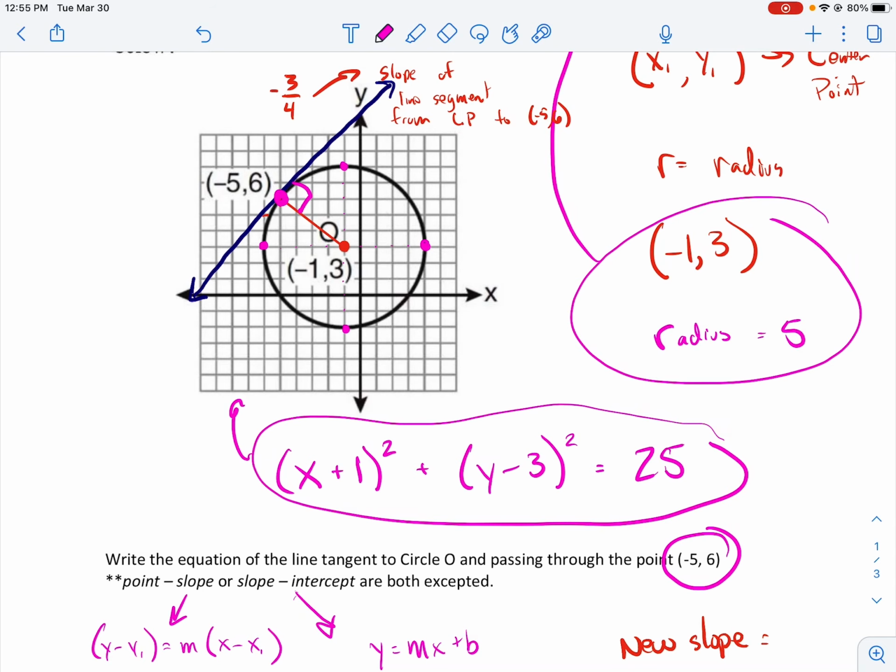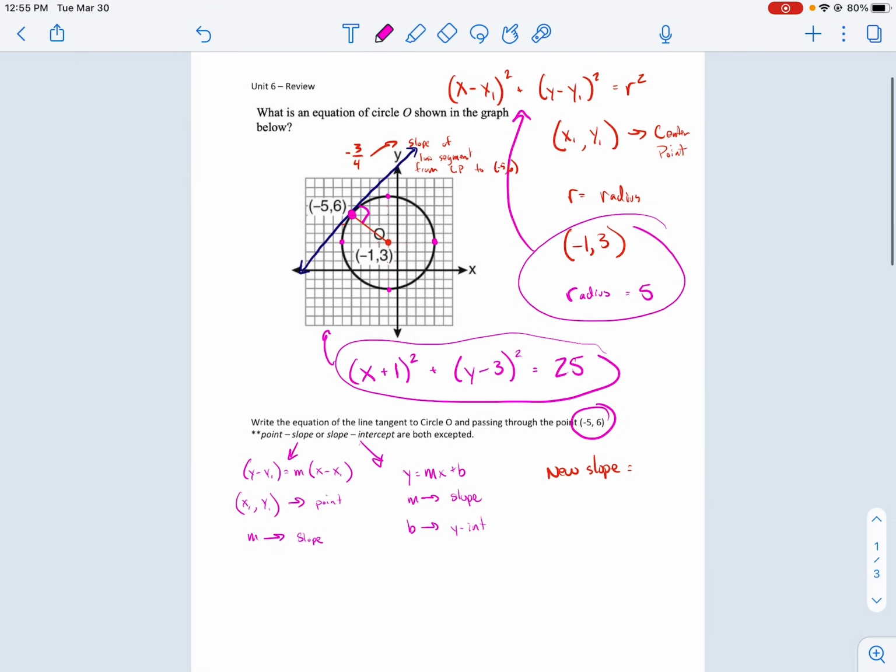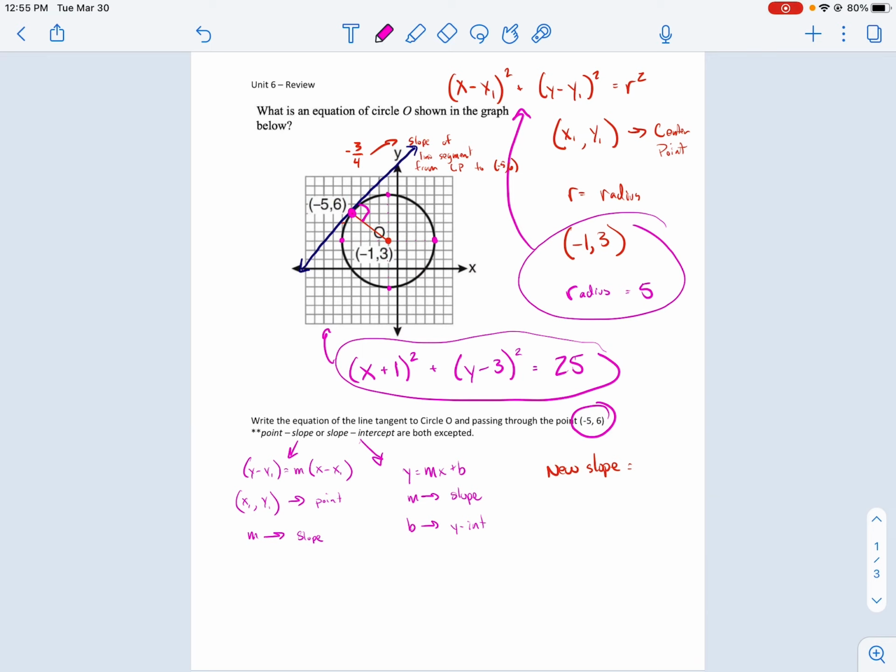With that radius. So that's why, when we're thinking of the new slope, this line segment, this tangent line, the slope that we're going to have to use is the one perpendicular to our radius. It's going to have to be a positive 4/3. So that's going to be our new slope, the slope of this line segment that is tangent to our circle passing through that point.